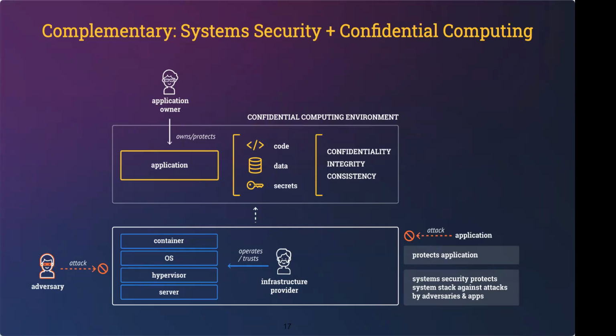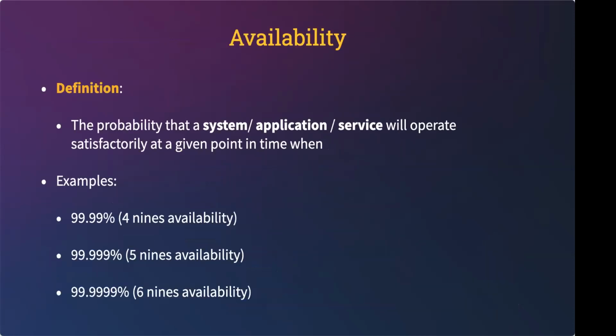But system security does not protect against access from the cloud provider, from the infrastructure provider. So we need more than system security. We also need confidential computing for protecting our application. Something that confidential computing does not ensure is availability.